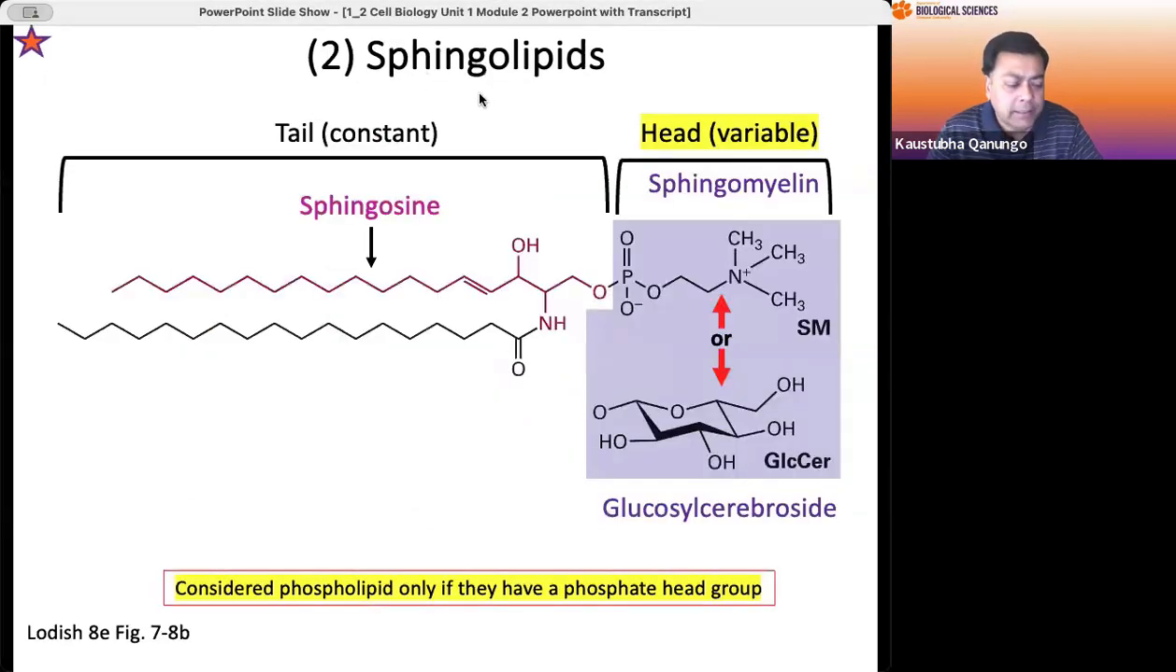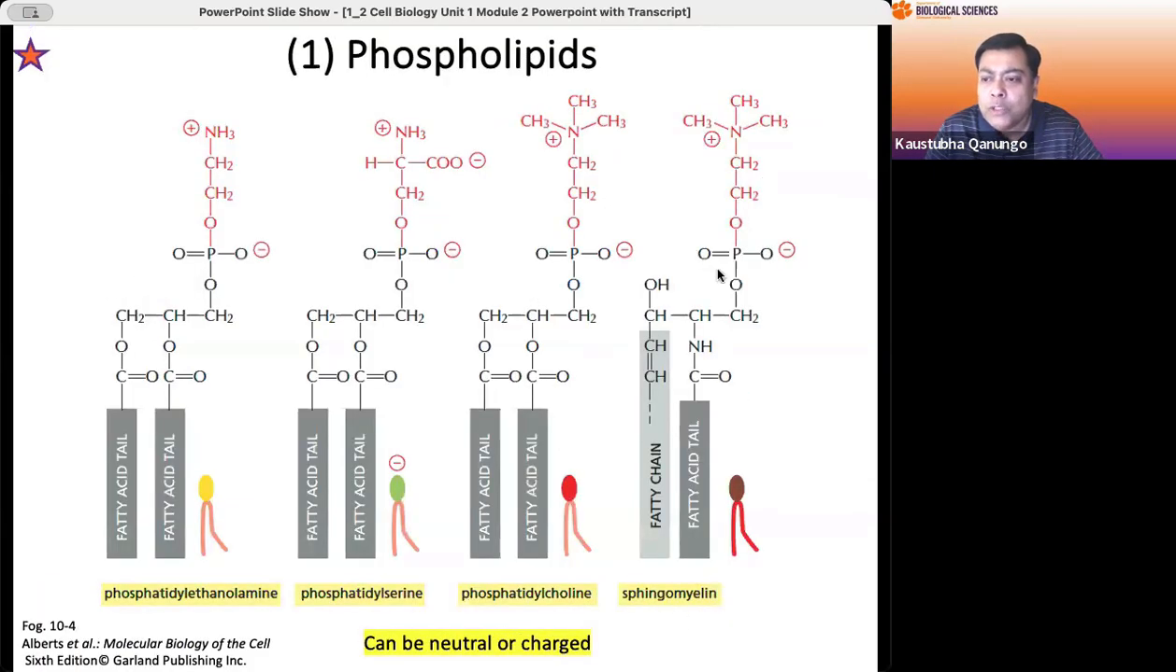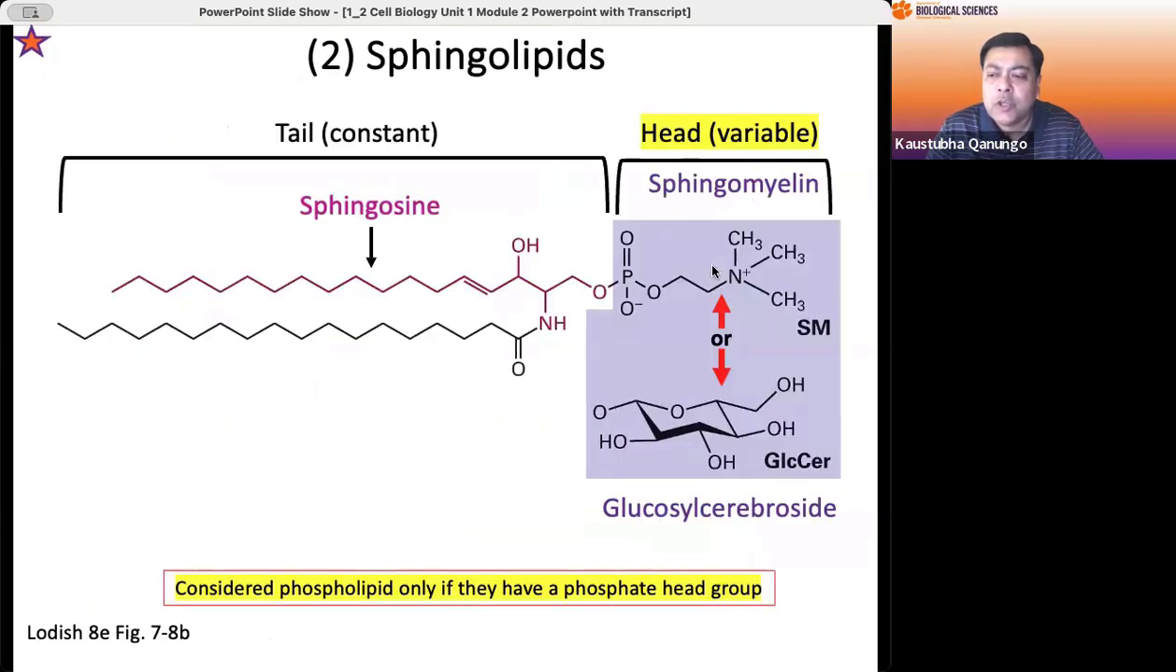All right. So after that, from phospholipids we are going to the sphingolipids. The sphingolipids have a head which is variable, and the tail is constant, which does have two fatty acid tails, as you can see right here. The difference is that if the sphingolipid contains a phosphate right here, then it is considered a phospholipid as well. You can see that this is the sphingomyelin, which does have the phosphate. Not all sphingolipids are phospholipids. Remember that. That's the most important part.